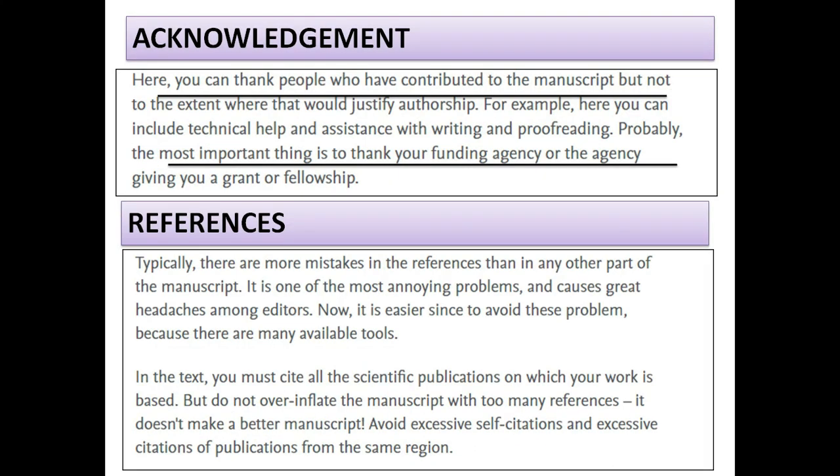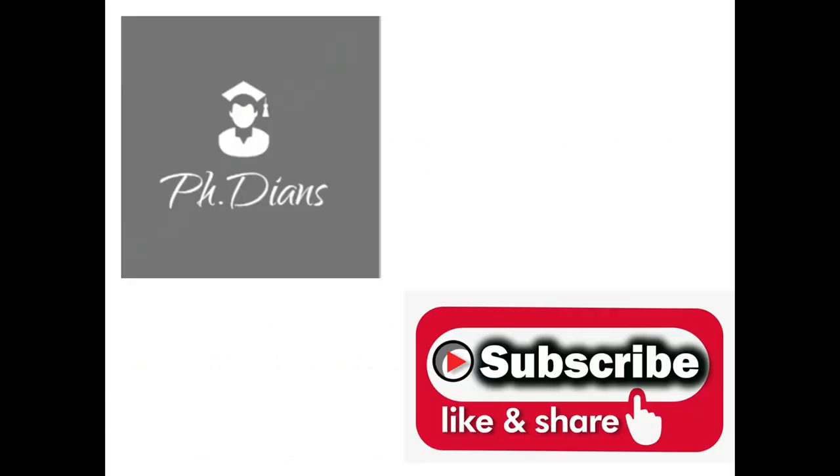So moving on to the acknowledgement, you need to thank people, laboratories or universities which have helped you to design or conduct this experiment. You need to thank your funding agency by providing a clear grant number, etc. References should be followed according to the author's guidelines mentioned in the respective journals.